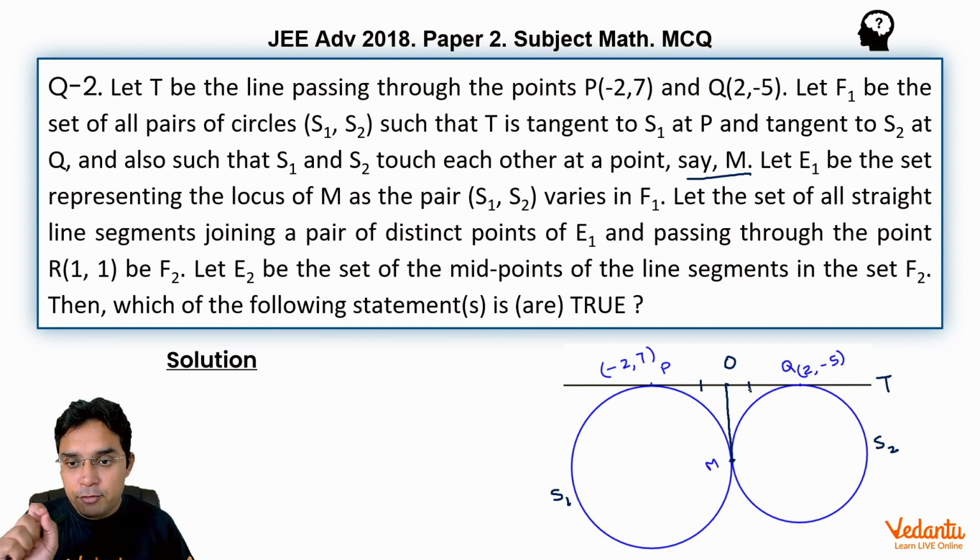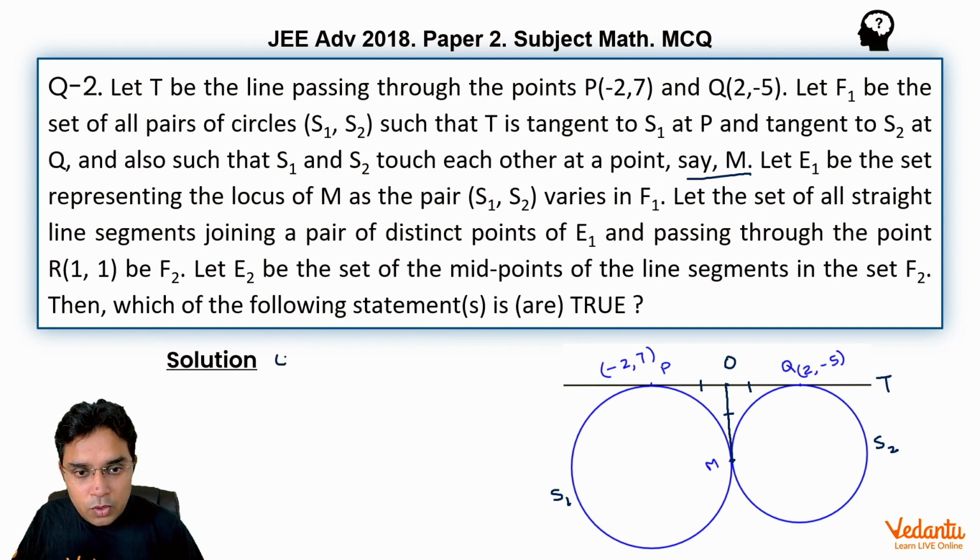In fact, if you now consider point O and draw tangents from O to both the circles, OP and OM should be the same, one very basic and simple theorem of circles. And similarly, if you draw a tangent from O to S2, this OQ will be equal to OM. So these three lengths OP, OQ and OM will be equal.